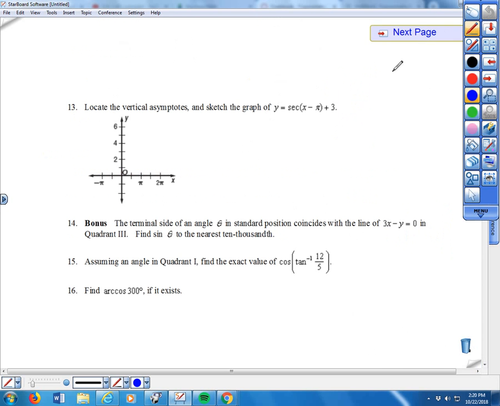Okay, vertical asymptotes of secant. Where are they normally? Where are the vertical asymptotes of secant normally? Where secant's undefined, cosine is 0. Where's cosine 0? Pi over 2, 3 pi over 2, and so on. If I shift those asymptotes over pi, they're in the same place.